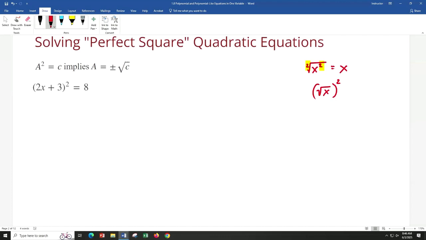So let's look at this one. Instead of boiling this guy out, how about we make it easy on ourselves? Let's take the square root of this side. But what we do to one side, we have to do to the other.